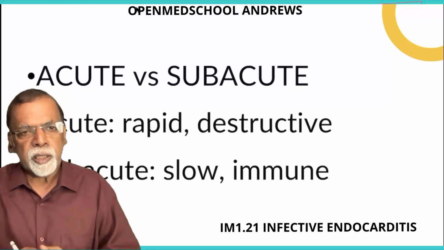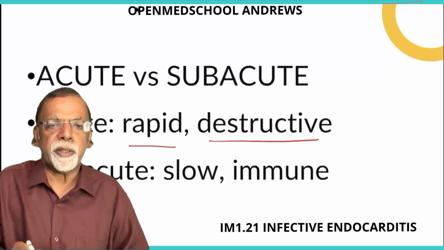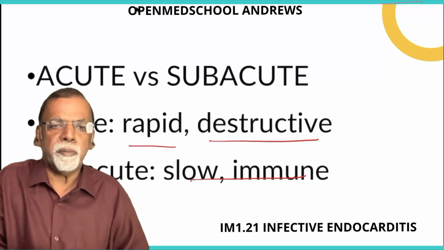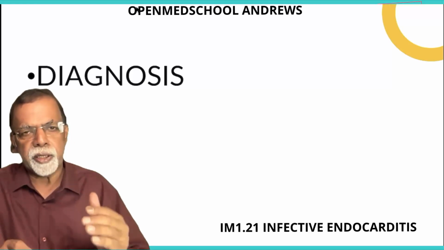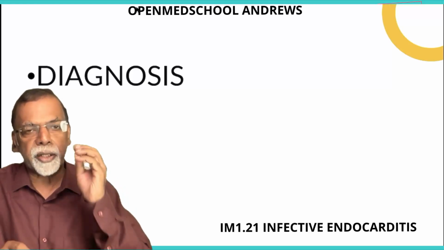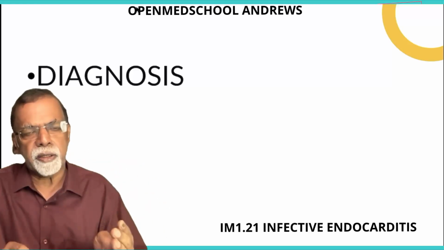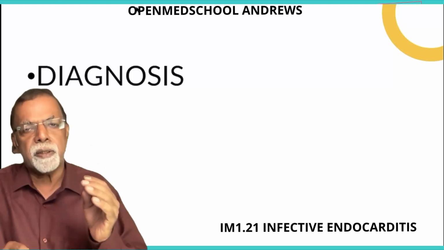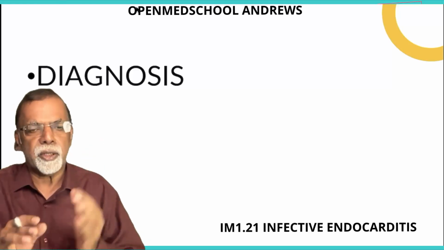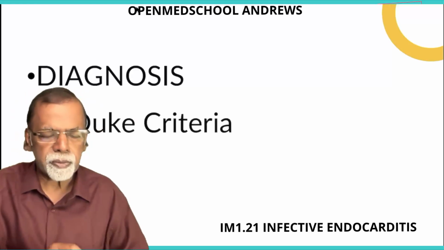Then we think about the acute versus subacute. As already mentioned, acute is rapid, with destructive lesions occurring. Subacute is slow and immune mediated. The immune mediated findings are not seen in the acute one. What are the immune manifestations? The glomerulonephritis, Osler's nodes, and the Roth spot. These are immune manifestations and are usually seen in subacute rather than in acute endocarditis.